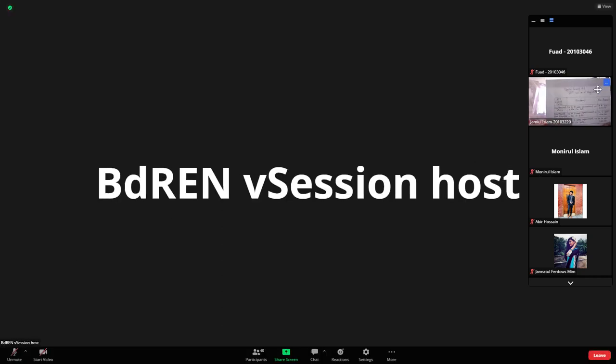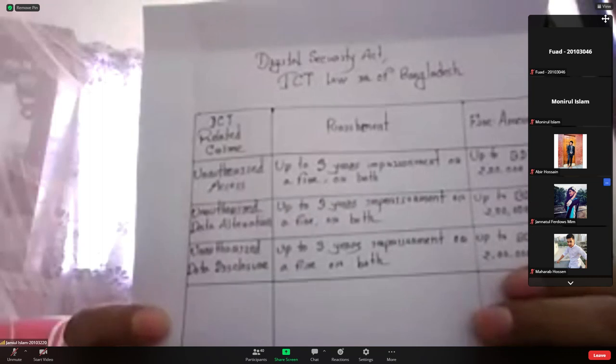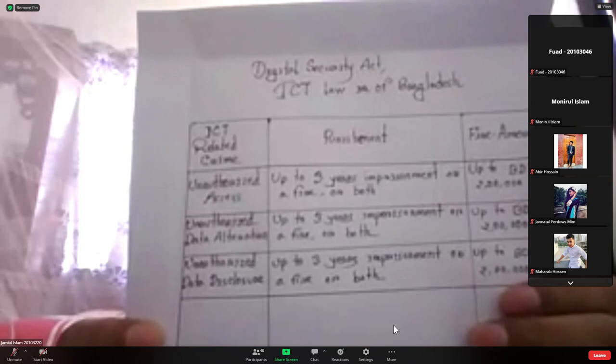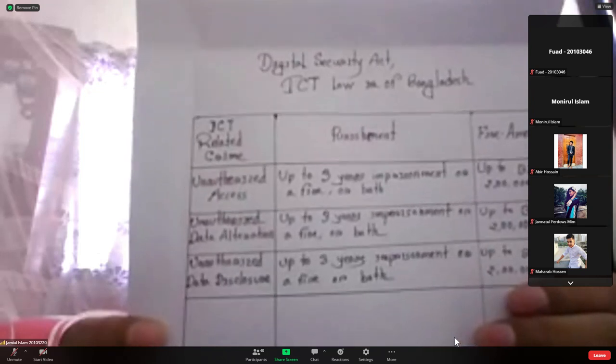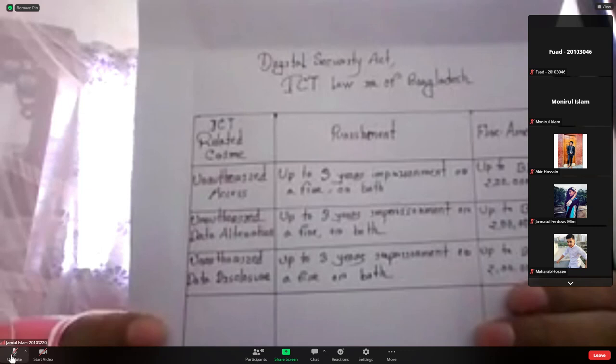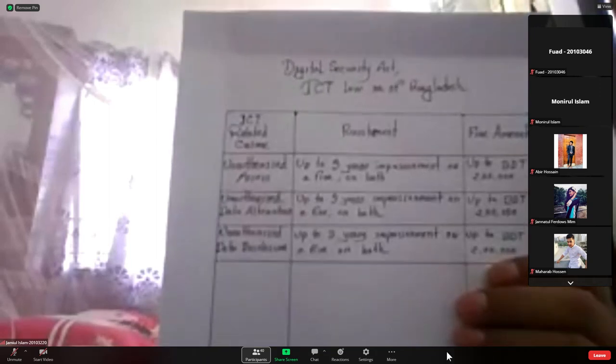Okay, so let me read it. Access. This is the crime. Punishment up to 3 years. Then fine amount up to, very good. Okay, so this is the crime, this is the punishment. Imprisonment punishment, and this is the financial punishment. It will be much more detailed.